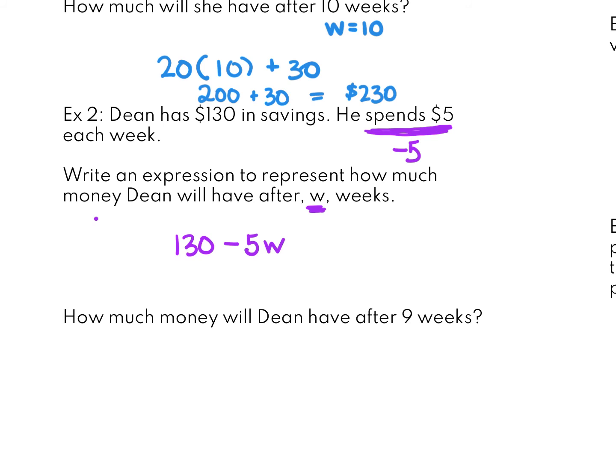So how much money will Dean have after 9 weeks? Well, that's going to mean W in this case equals 9. We are going to plug 9 into our expression. So 130 minus 45 will give us 85. So he's going to have $85.